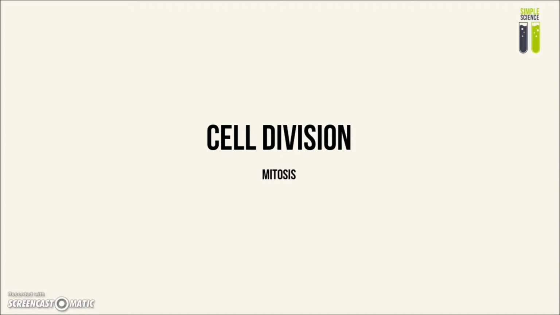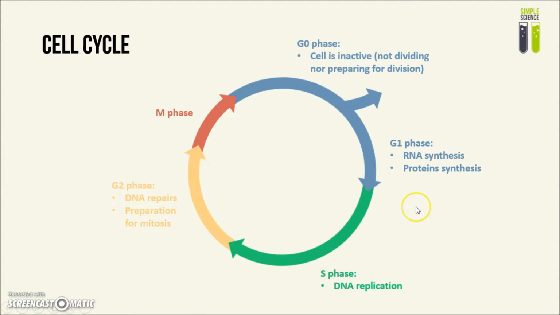Today we will be looking at cell division, specifically mitosis. Looking at firstly the cell cycle. Before mitosis can happen, or before the M phase can happen, we need the interphase to happen first. The interphase includes the G1, the S, and the G2 phase.